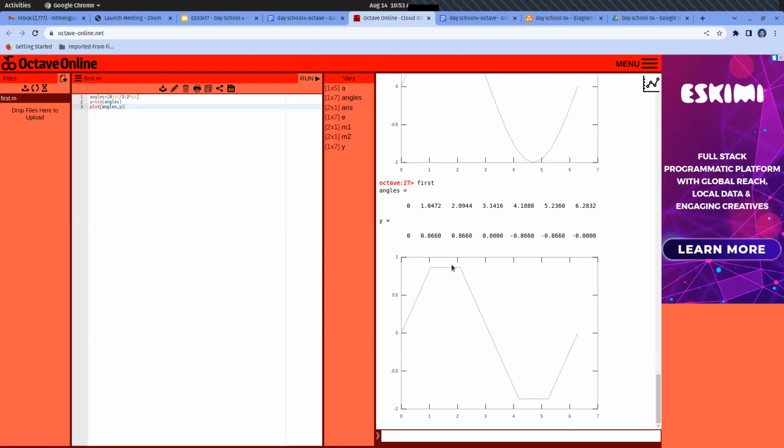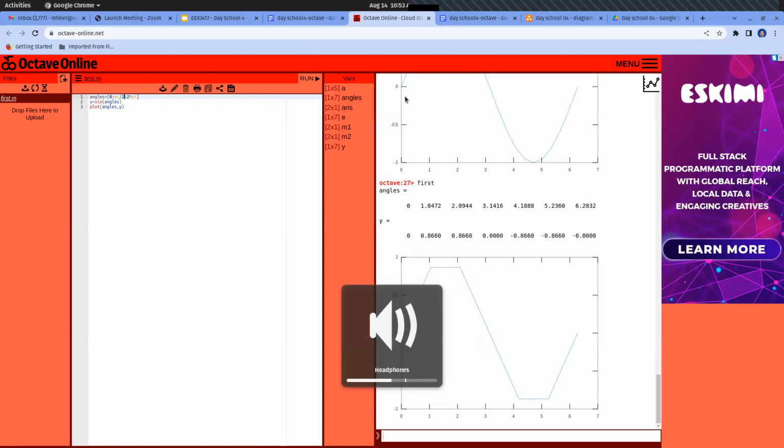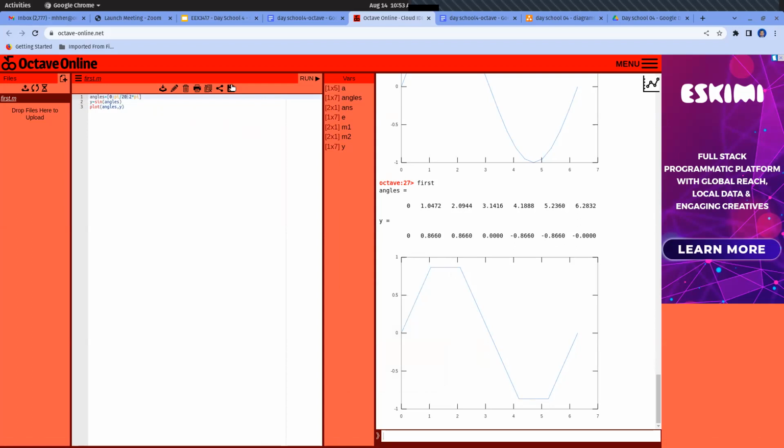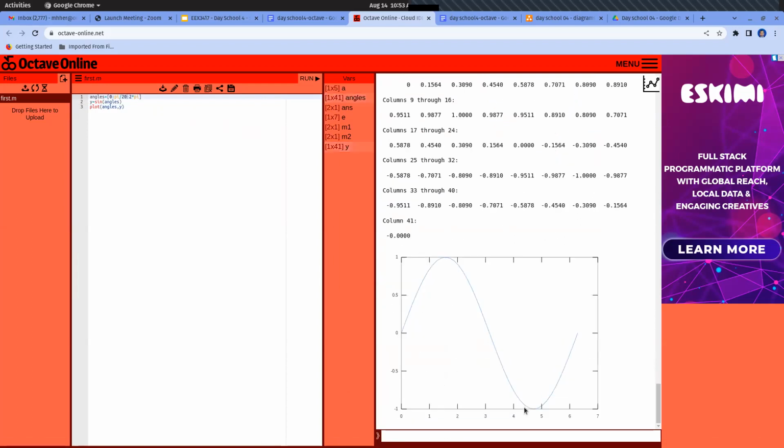This sine wave curve is not smooth because of fewer steps. If you put more steps, like 20, and save it, the sine wave is smoother than the earlier one.